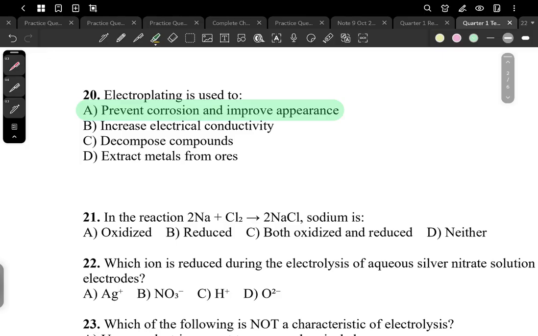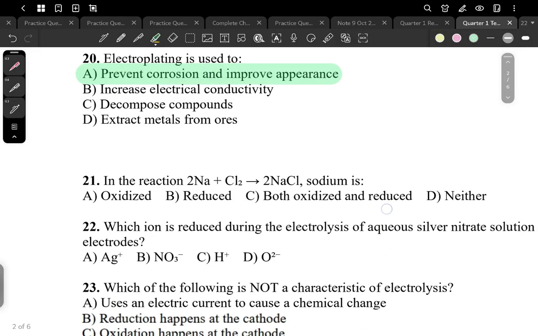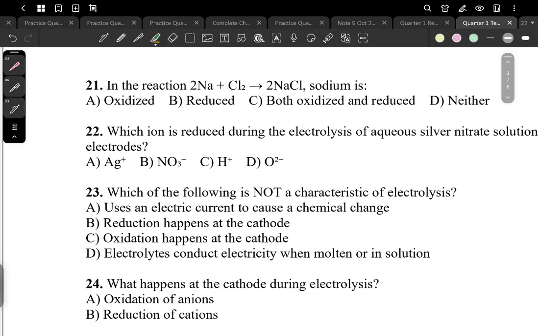In the reaction 2Na plus chlorine gas, sodium chloride is formed. We need to know what happened to the sodium. The sodium at the beginning has an oxidation number of 0 because it is an uncombined element, while sodium in sodium chloride has an oxidation number of positive 1. Why? Because in the rules, sodium belongs to the first group in the periodic table, so it has an oxidation number of positive 1. So sodium has been oxidized because the oxidation number has increased from 0 to positive 1.